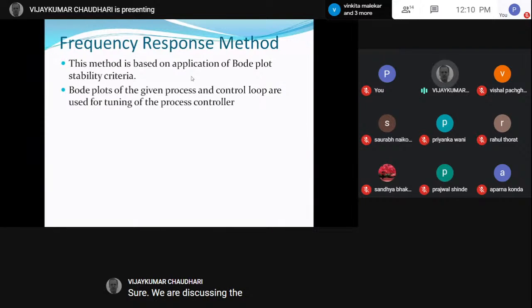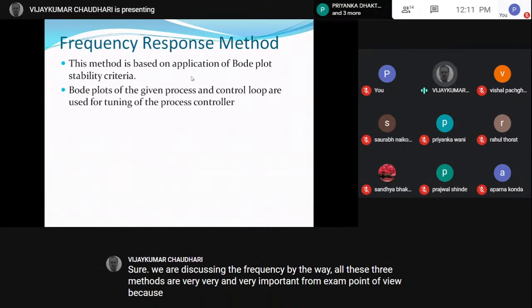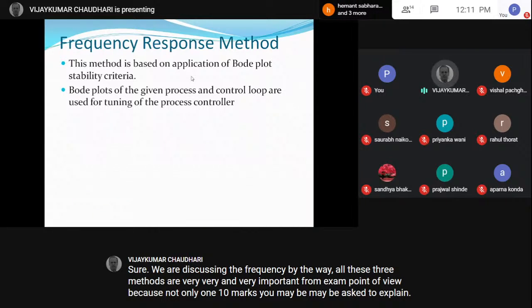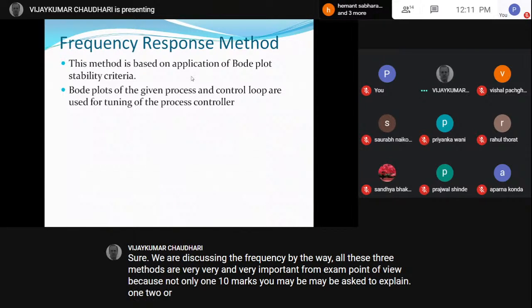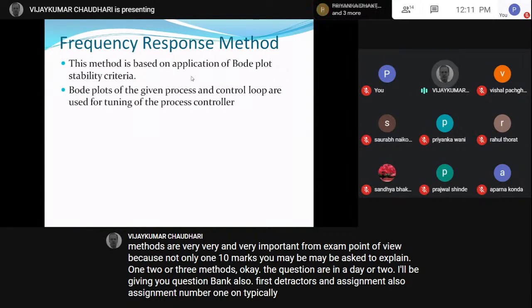By the way, all these three methods are very important from the exam point of view, because for 10 marks, you may be asked to explain one, two, or three methods. In a day or two, I'll be giving you the question bank also, for the first three chapters, and assignment number one, typically on chapters 1, 2, and 3.